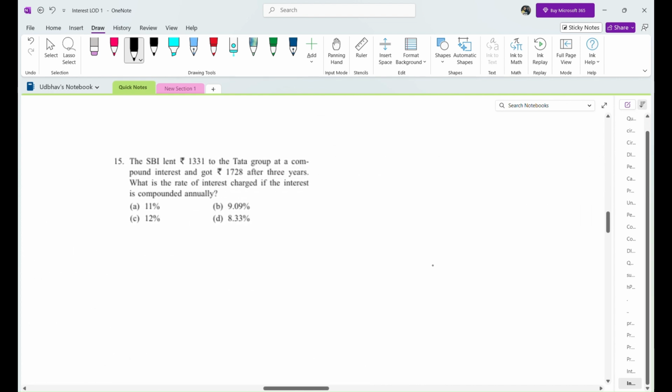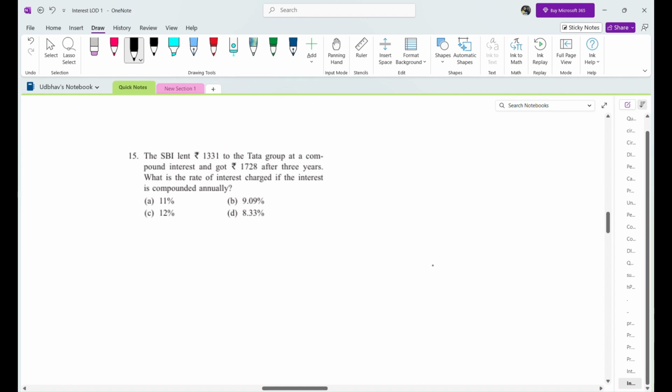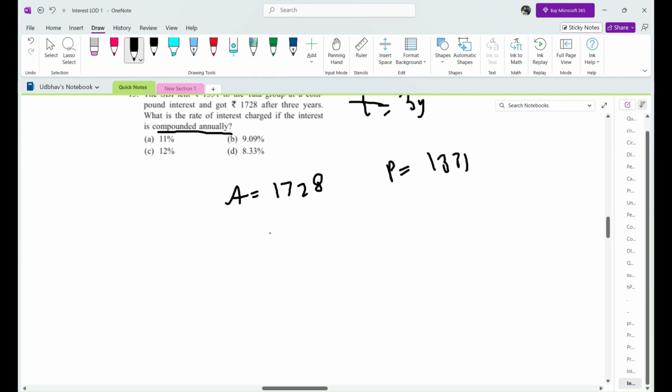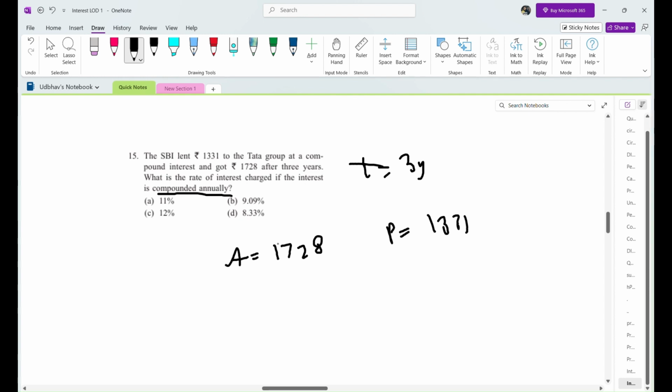Next question. The SBI lent 1331 to Tata Group at a compound interest and got 1728 after 3 years. So the amount is 1728, principal amount was 1331, time period is 3 years. What is the rate of interest charged if the company compounded annually? So yeah, we are given annually, so we can just use it.